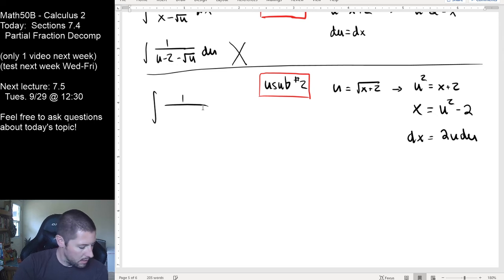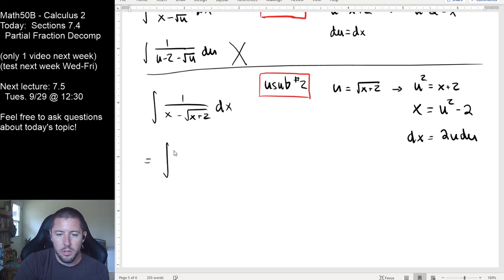So where are we at here? We had 1 over x minus root x plus 2. And based on the substitution that we're looking to make right here, let's swap all of our pieces out, right? According to our substitution, x is now u squared minus 2. That's x. Minus, what are we subtracting off? Well, root x plus 2 is really just u. All right. What do we have on the end over here? Well, we have dx, and dx is going to get replaced with 2u du. There are my 3 substitutions. They're all indicated with parentheses, right?